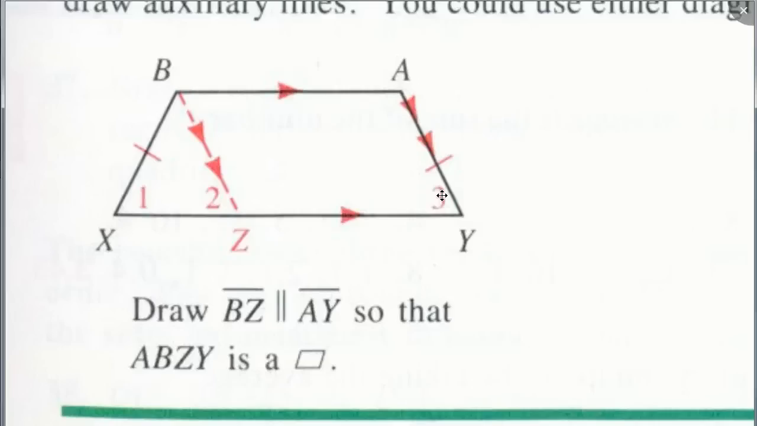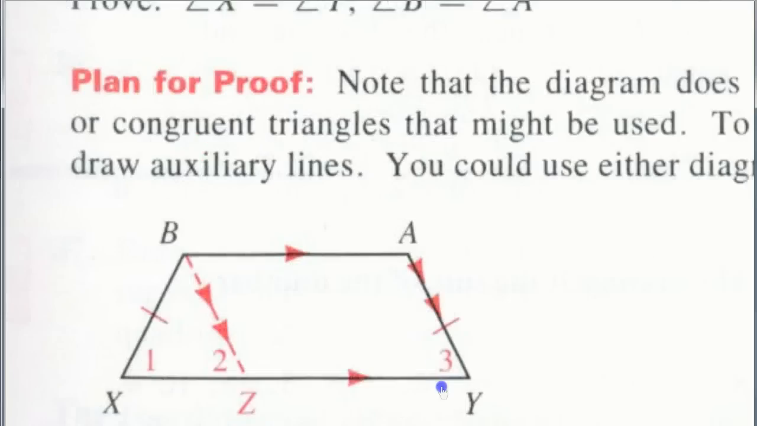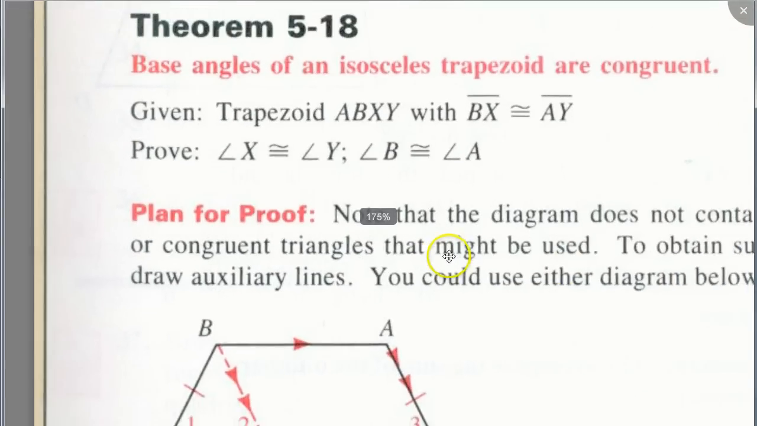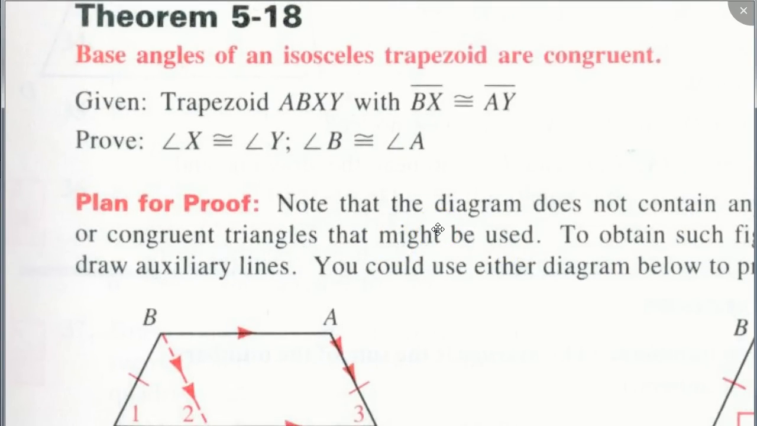So don't call it an isosceles trapezoid. That's not what it's called. You have to actually go by what it says: base angles of an isosceles trapezoid. Is that okay? Any questions?